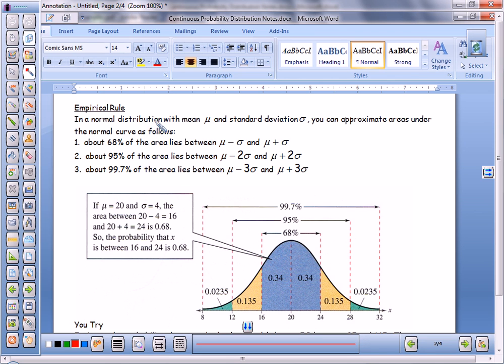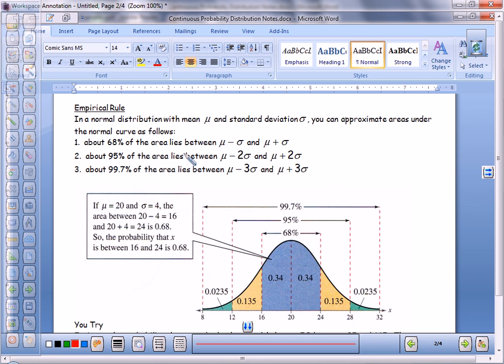Okay, when we have a normal distribution with a mean of mu and a standard deviation of sigma, you can approximate the areas under the normal curve as follows. What we say is that 68% of the data would lie within one standard deviation in either direction, so mu minus sigma and mu plus sigma. So here's our mean. Plus or minus 1 standard deviation in either direction, we have 68% of our data, which means that 34% lies to the left and 34% lies to the right.